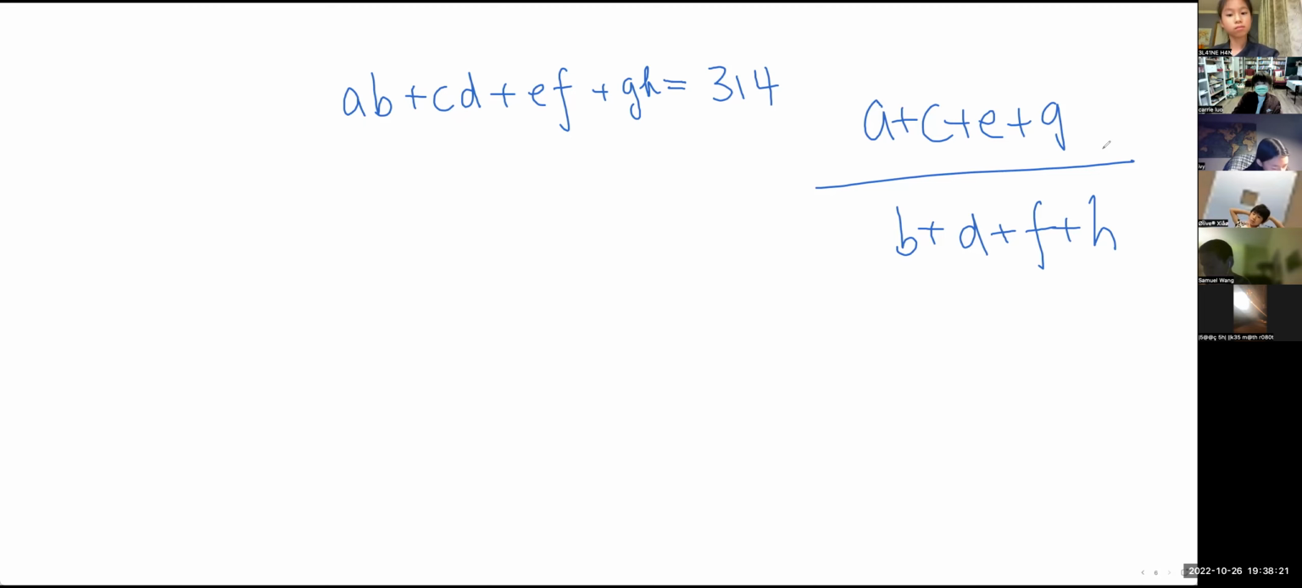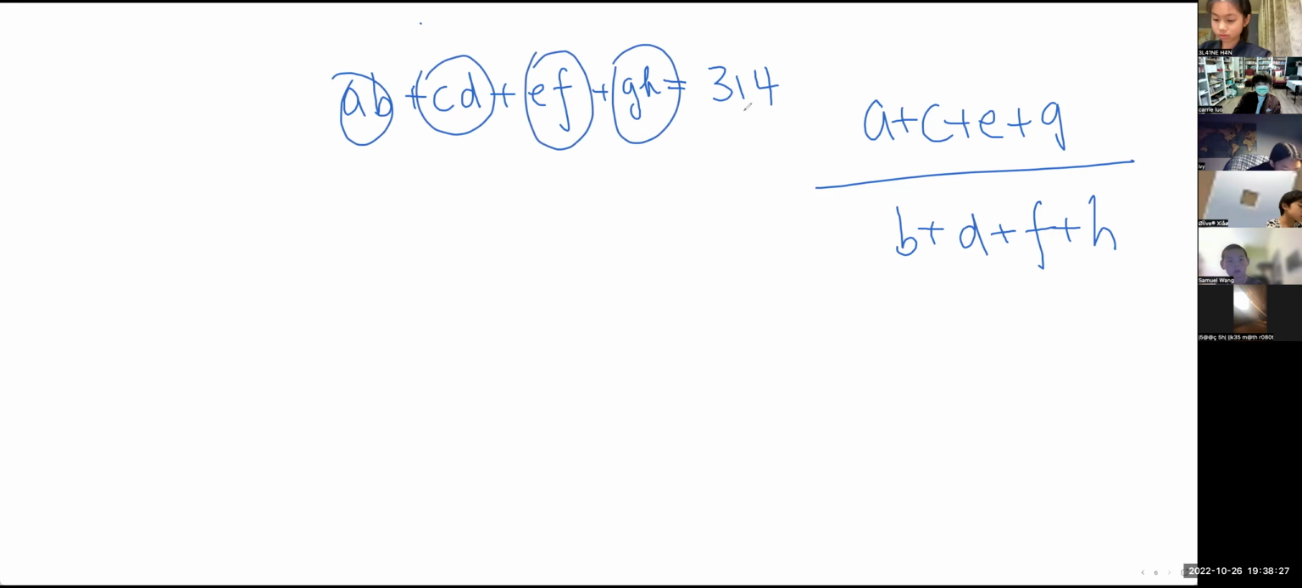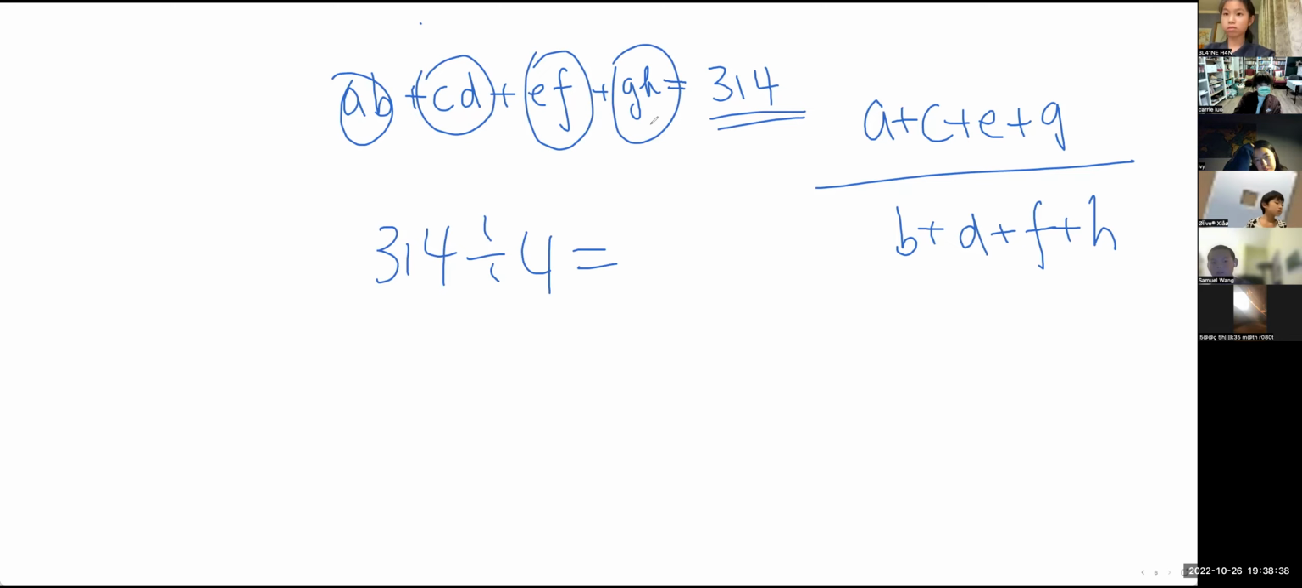So think about it, everybody. They're all together four 2-digit numbers, and the answer is 314. Is it possible that A and C and E and G equal something like 1 or 2? No, it's impossible. Very good.